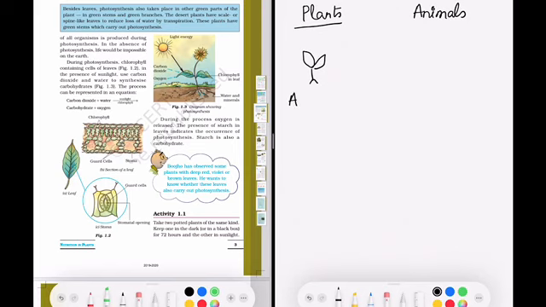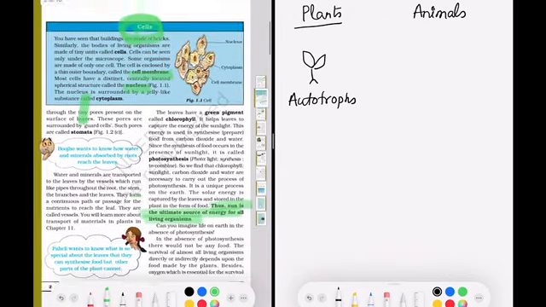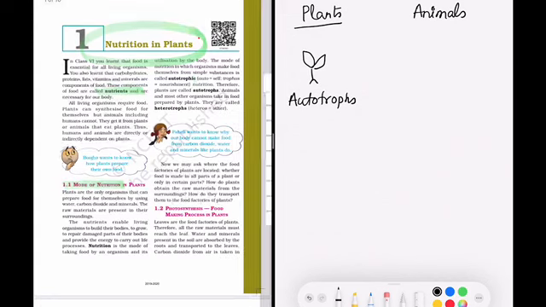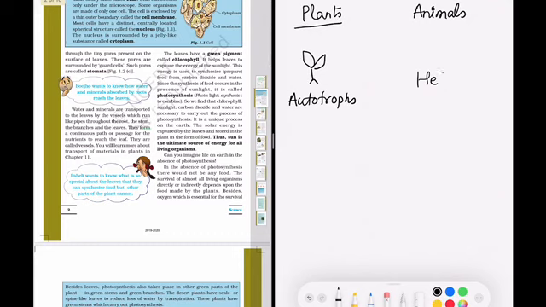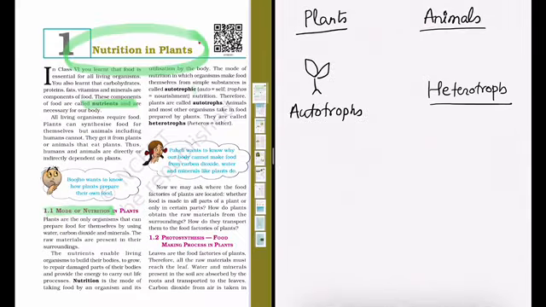Therefore the plants are called autotrophs. Autotrophs means those organisms which can make their own food, whereas the animals are called heterotrophs. They cannot make their food, but they depend on the plants for food. Auto means self, trophs means nourishment, and hetero means other.